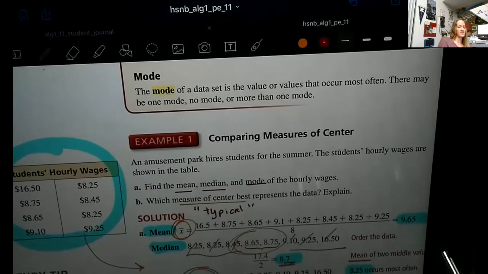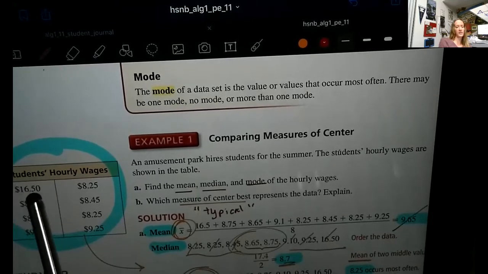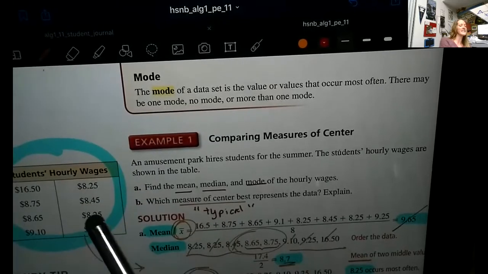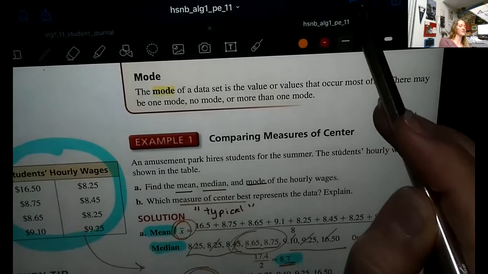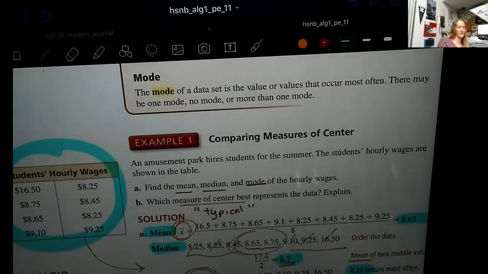Well, that 965 would not be a good measure because that 965 was, yes, lower than that high wage of 1650, but it wasn't really in and amongst the other wages. It wasn't really in the rest of the data. It was still outside of that data. So that 965 isn't good.